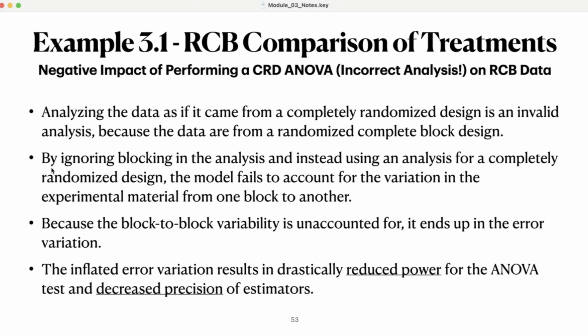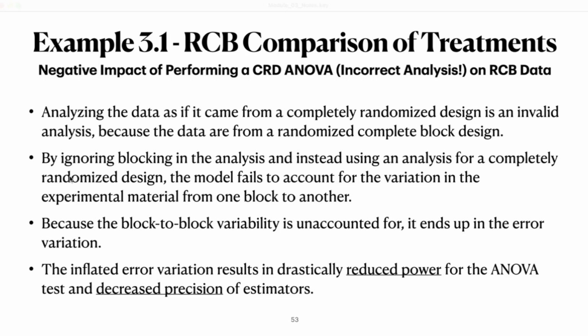Let's think about this. The negative impact of performing a completely randomized design ANOVA, which again is the incorrect analysis on RCB data. Analyzing the data as if it came from a completely randomized design is an invalid analysis, because the data did not come from a completely randomized design. The data came from a randomized complete block design. So in order for an analysis to be valid, it has to be appropriate for the design of the actual experiment.